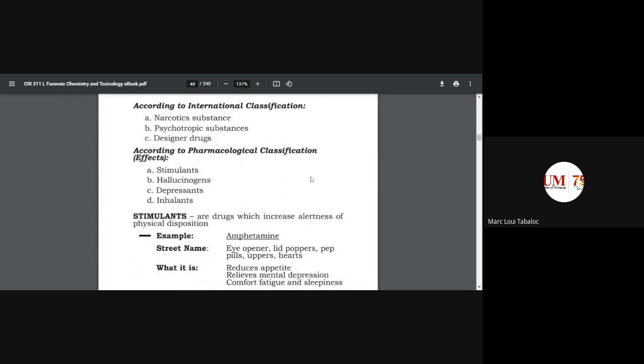We also have the UN International Classification of Drugs. Okay? We have the narcotics substances, psychotropic substances, and designer drugs. Okay? We also have those classification of drugs according to the pharmacological classification or yung classification based on effects. Okay? First, we have stimulants, we have hallucinogens, depressants, and inhalants. Okay? Isa-isahin natin to sila. Okay? There are samples of this.